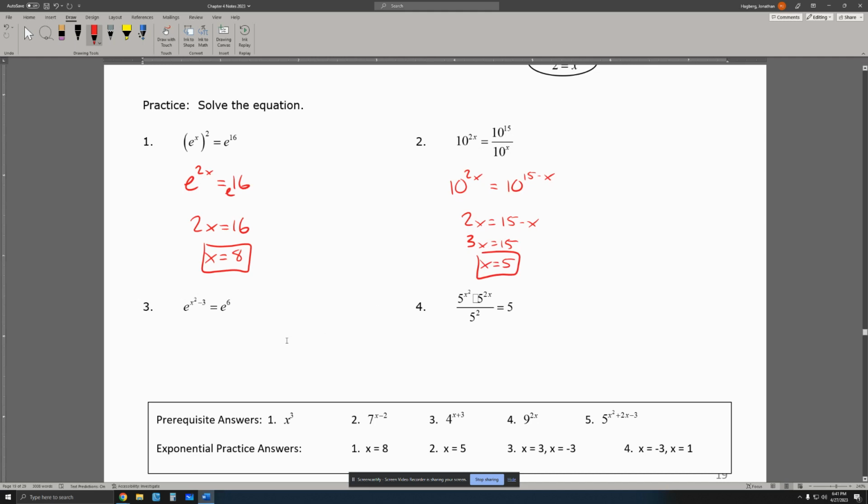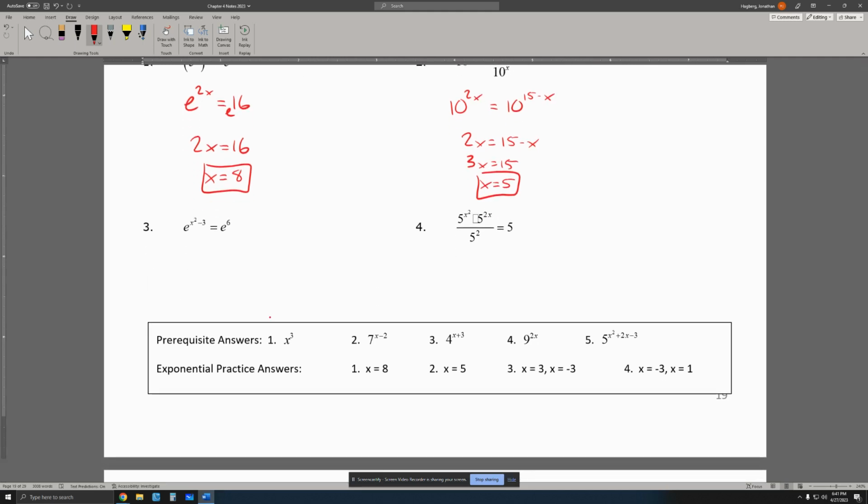There's no issues here. Number 3, we already have the common base of e, so we can just set those powers equal to one another. x squared minus 3 equals 6. Adding 3 to both sides, we get x squared is equal to 9. And then square rooting both sides, we get x is equal to plus or minus 3.